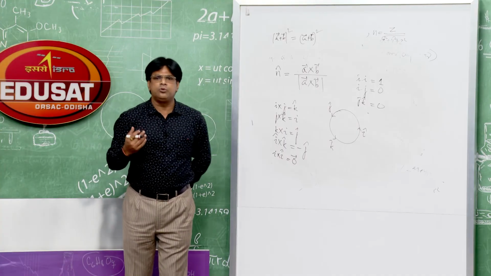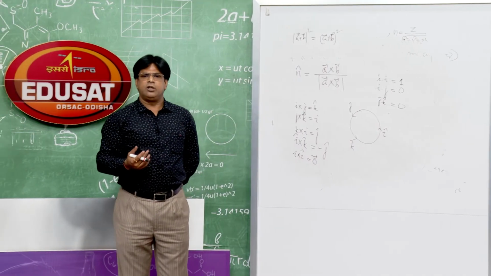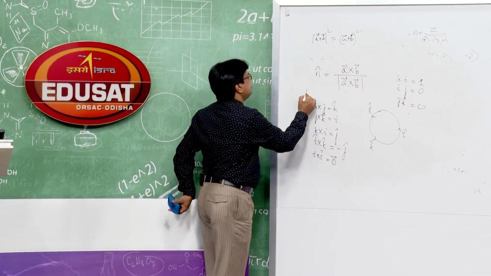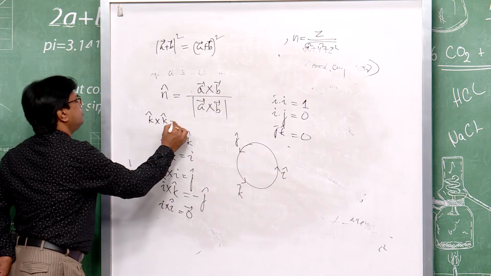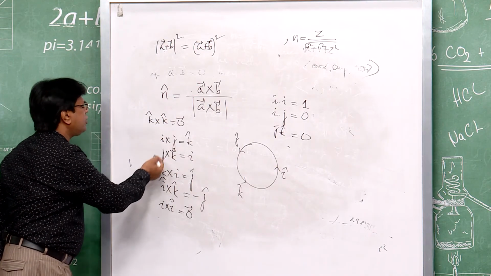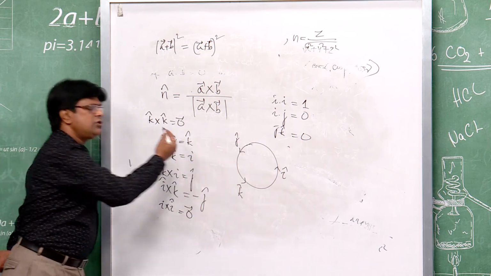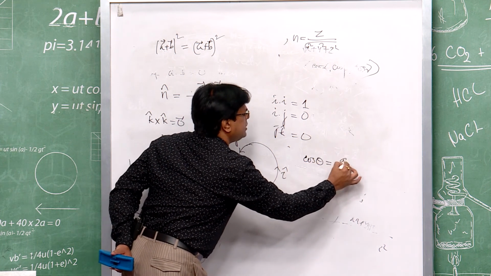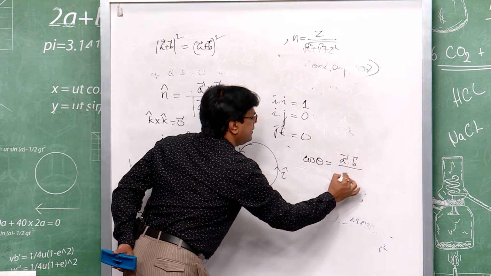The cross product of two vectors is a vector quantity, but the dot product of two vectors is a scalar quantity. So, i cross i is equal to 0, k cross k is also equal to 0, and i cross j is equal to k in this way. This is your right hand thumb rule. Then come to the scalar and vector projection: from the formula you can easily find the angle between the two vectors. Cos theta is equal to a dot b by a b.